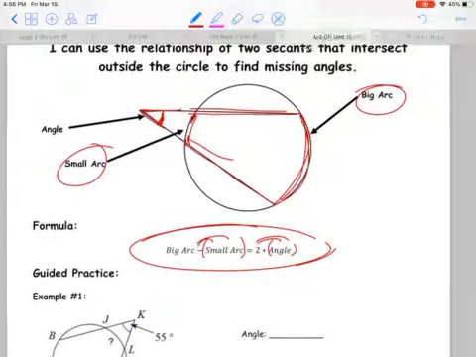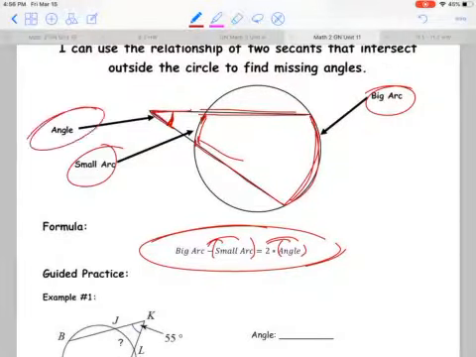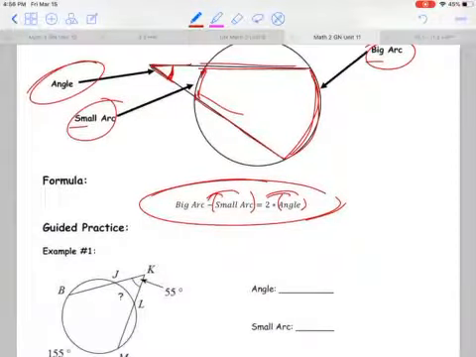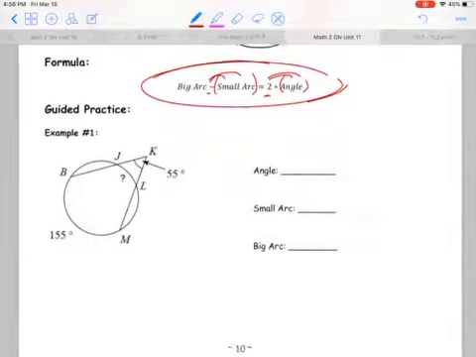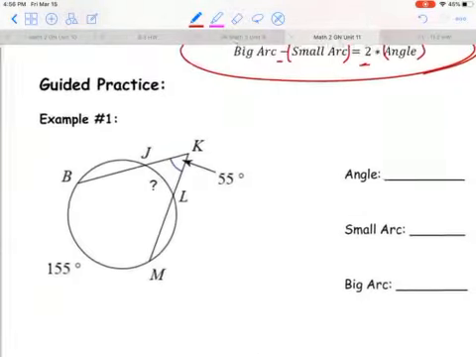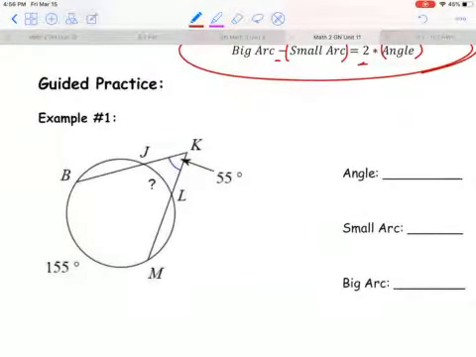So two big things: label your angle and big and small arcs, and then make sure you put parentheses around each piece so that you distribute the 2 and this negative. So let's try a practice problem. Example number 1, label your angle, label your big arc, and label your small arc right now, and push pause so you make sure you know how to do that, and then push play when you're ready to go.